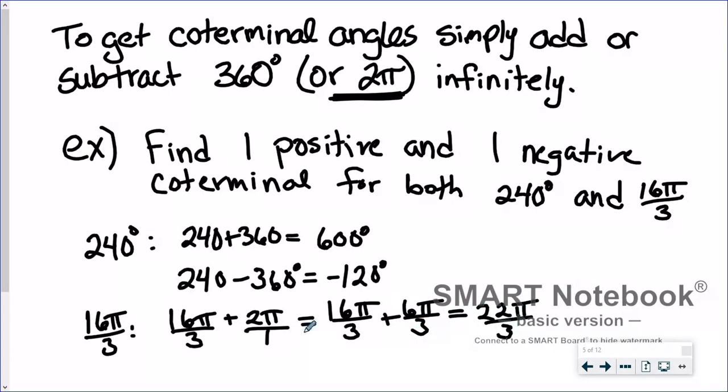All right, well, let's subtract. So we get 16 pi over 3. We're subtracting 2 pi, which again is 6 pi over 3. So what do I get here?